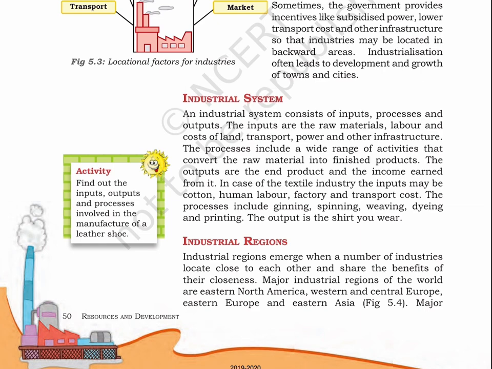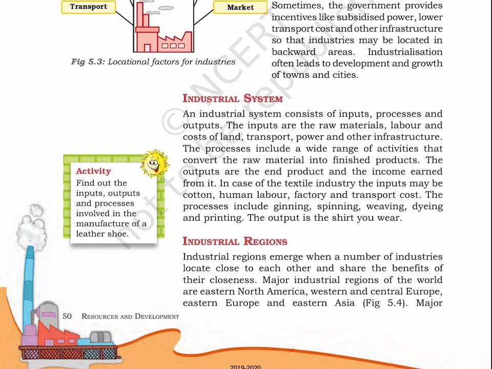In case of the textile industry, the inputs may be cotton, human labor, factory, and transport cost. The processes include ginning, spinning, weaving, dyeing, and printing. The output is the shirt you wear. At the bottom left side, there is a green box which reads Activity. Find out the inputs, outputs, and processes involved in the manufacture of a leather shoe.